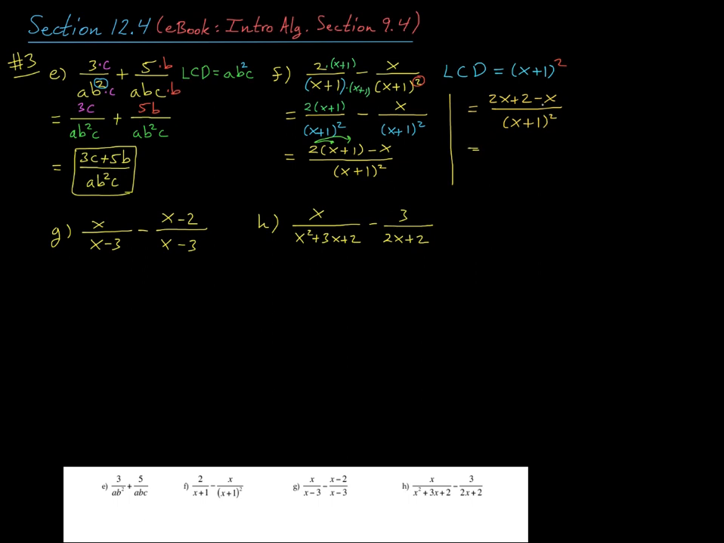And then finally 2x minus x, that's just going to be x, and then we have a plus 2, and then we're dividing by x plus 1 squared. Okay, so that does it for that problem. For G, notice, hey, I do have a common denominator. That's nice.